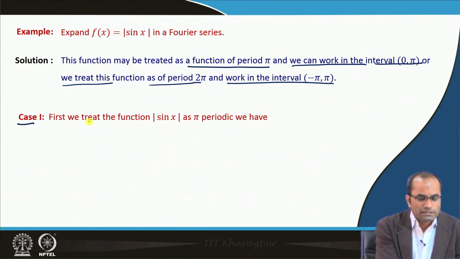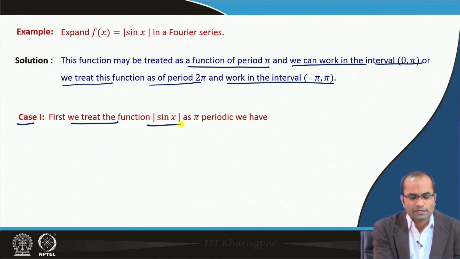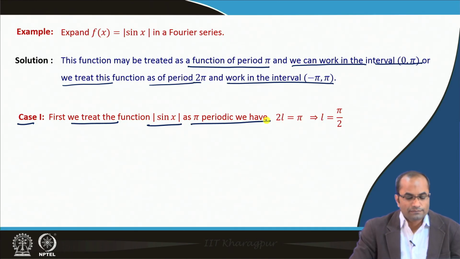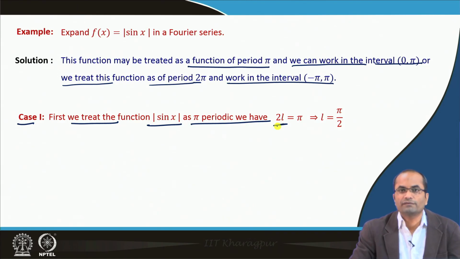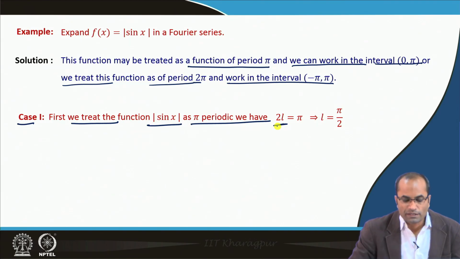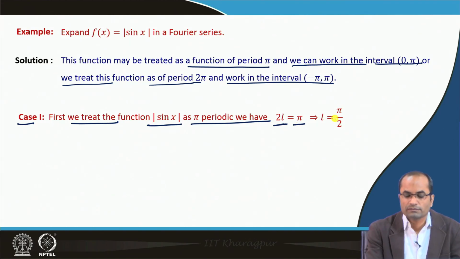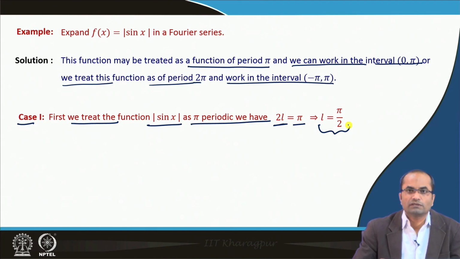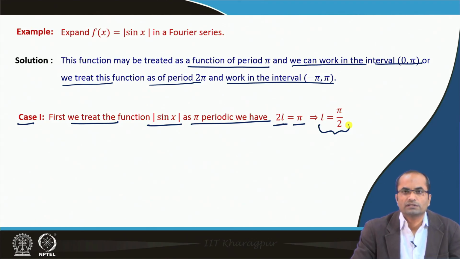So, in the first case, we will treat this function |sin x| as pi periodic, and then, for pi periodic, that is a general period, it is not the standard minus pi to pi we take, it is pi periodic. That means, 2L is pi, and then we have L as pi by 2. So, a general version of this Fourier series we are going to use now.